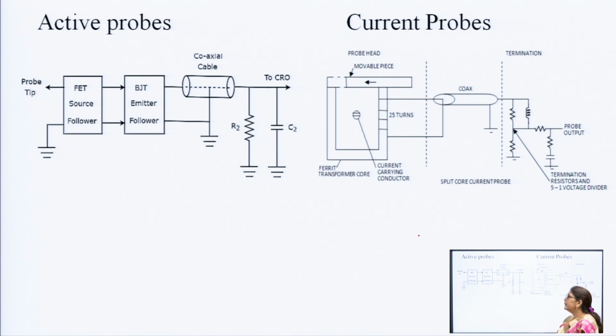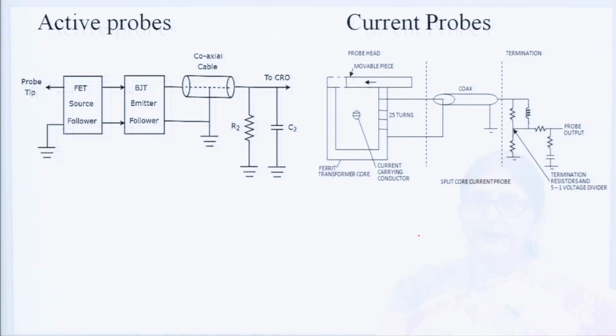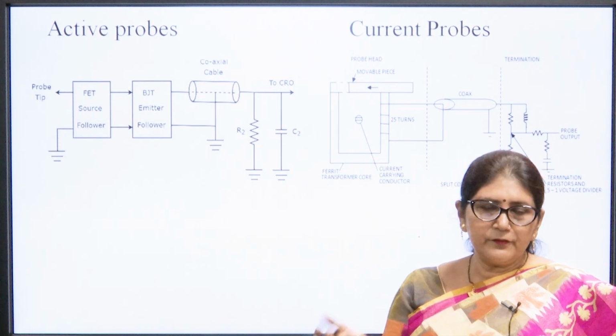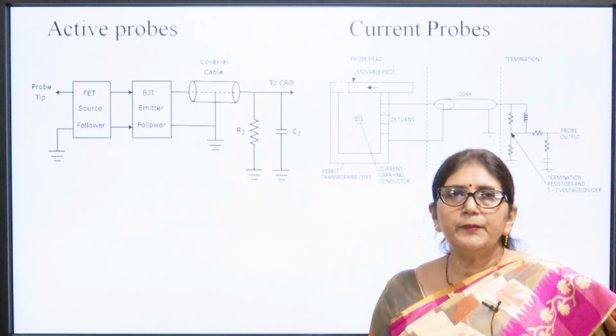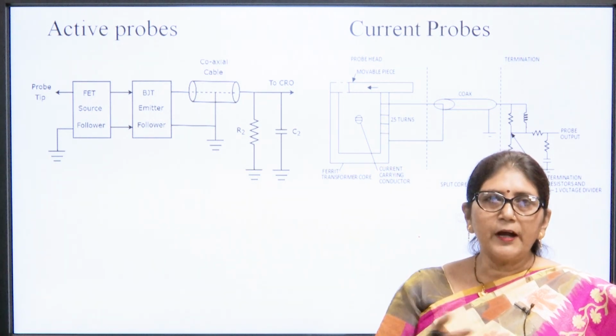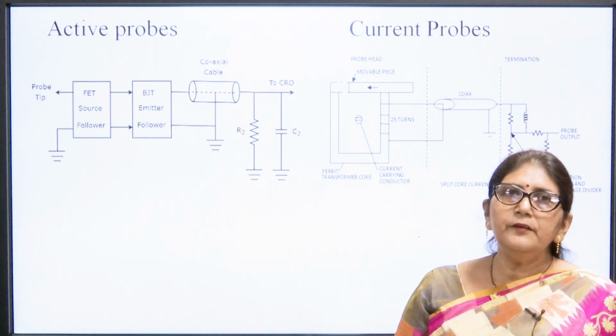Now, the active probe. When we measure high voltage or high frequency, at high frequency the capacitance of the passive probe works like a short circuit, it will short the resistances R1 R2, because at high frequency the reactance of the capacitance will be zero or very small. So, for measuring high voltage or high frequency signals, we need an active probe.